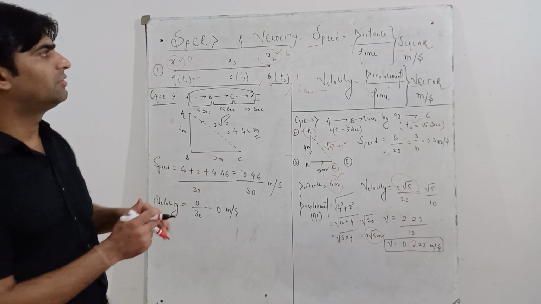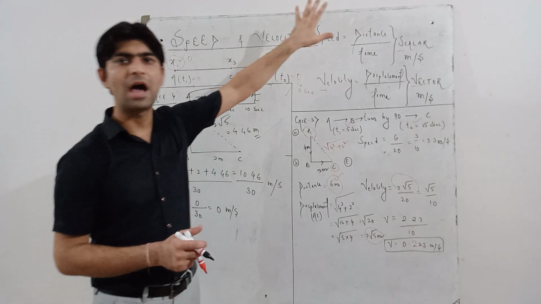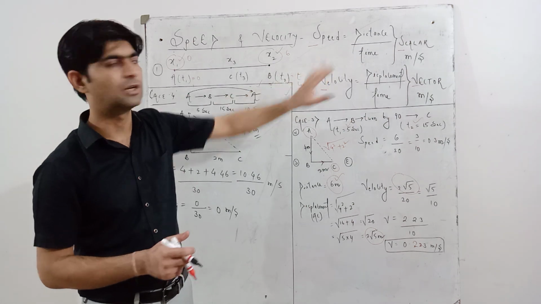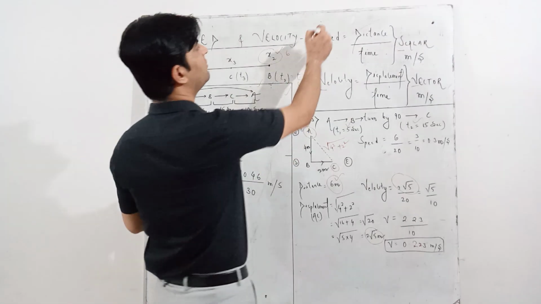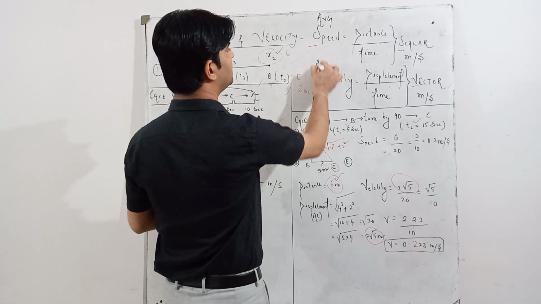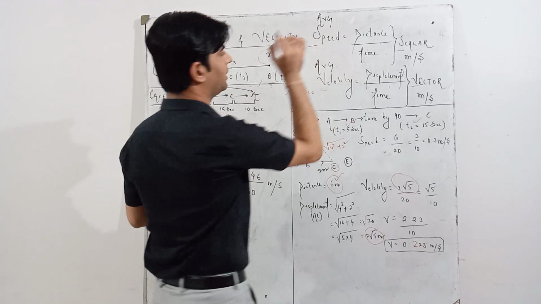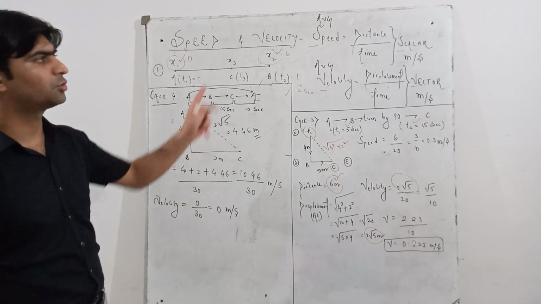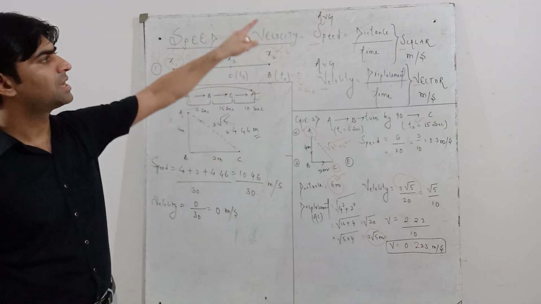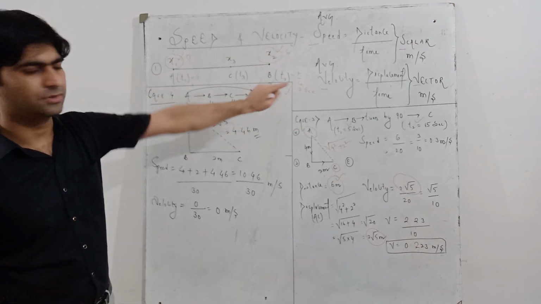When we take total distance upon total time, or total displacement upon total time, we generally name it average speed and average velocity. Specifically, we must write here average speed and average velocity.